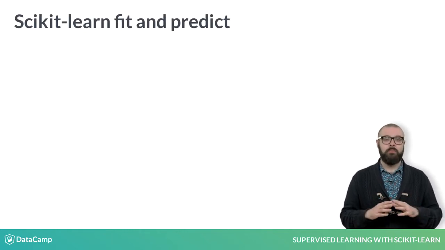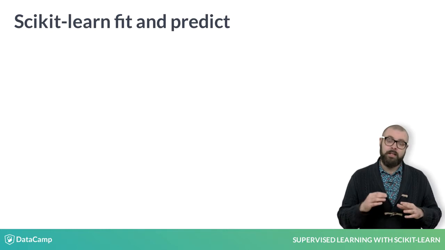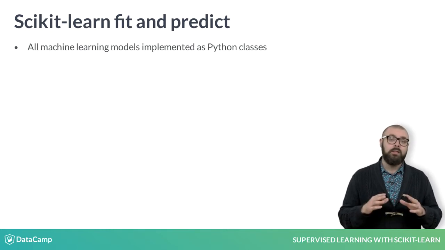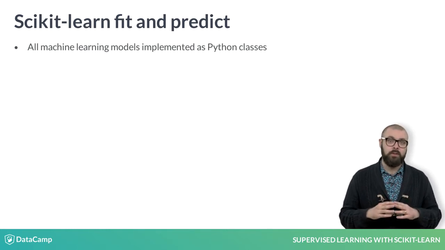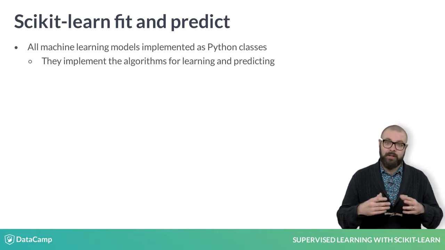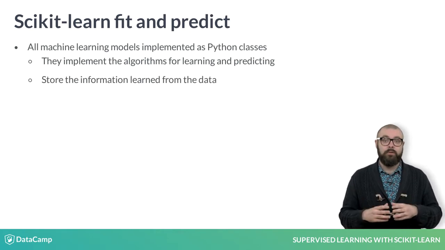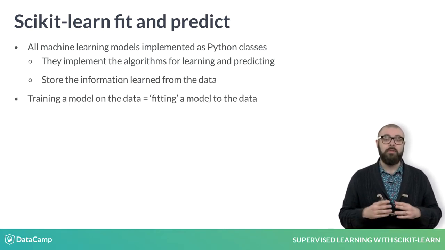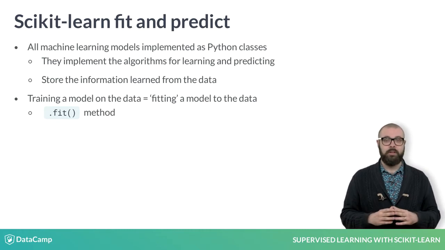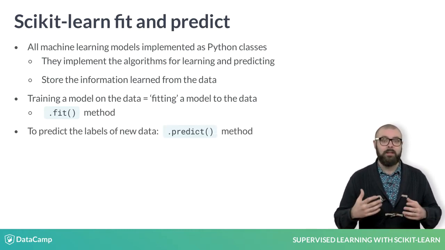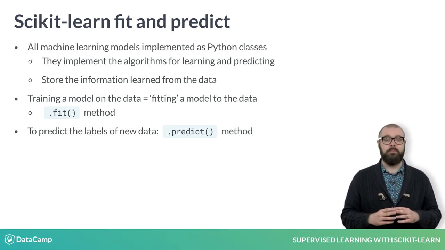All machine learning models in scikit-learn are implemented as Python classes. These classes serve 2 purposes. They implement the algorithms for learning a model and predicting, while also storing all the information that is learned from the data. Training a model on the data is also called fitting the model to the data. In scikit-learn, we use the fit method to do this. Similarly, the predict method is what we use to predict the label of a new, unlabeled data point.